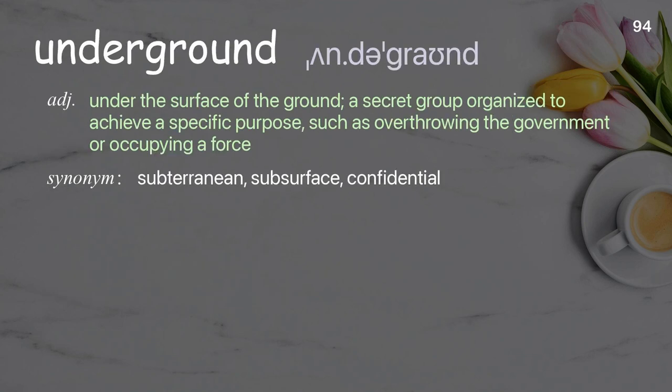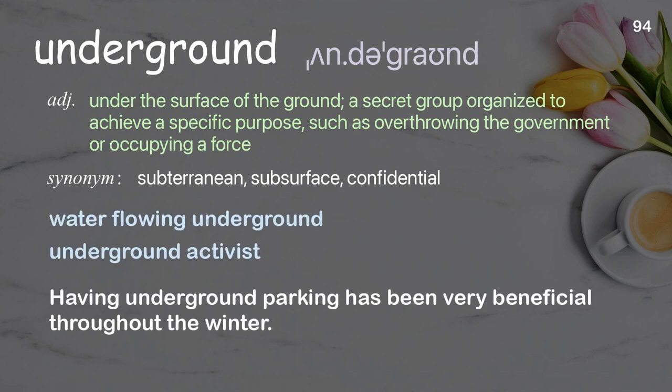Underground: under the surface of the ground, a secret group organized to achieve a specific purpose, such as overthrowing the government or occupying a force. Examples: water flowing underground, underground activist. Having underground parking has been very beneficial throughout the winter.